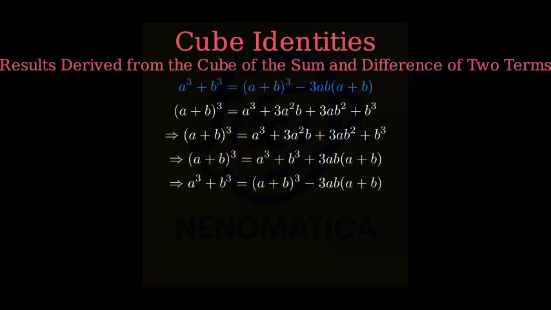Now, let's look at our second identity, which gives a formula for the difference of cubes. The difference of cubes, a cubed minus b cubed, equals the cube of their difference, a minus b, all cubed, plus 3 times a times b times the difference, a minus b. Let's prove this second identity step by step.